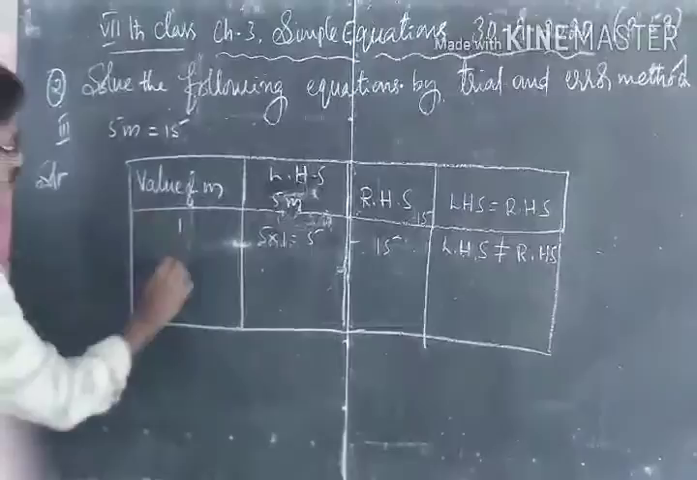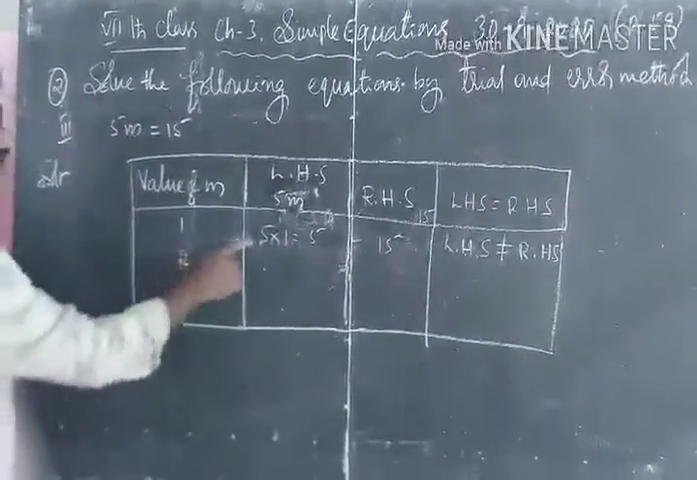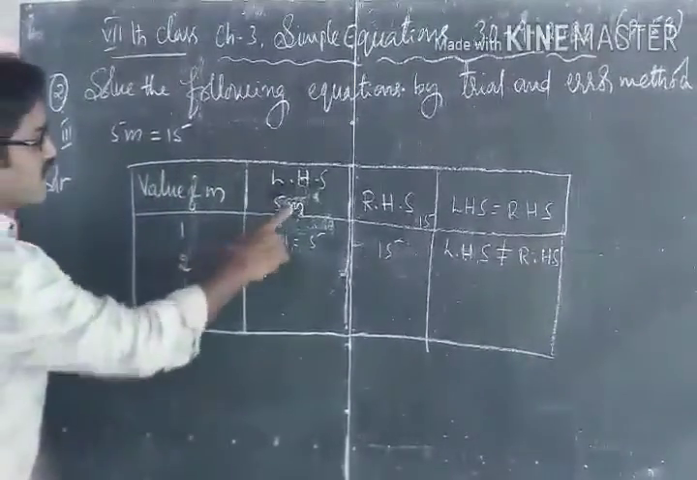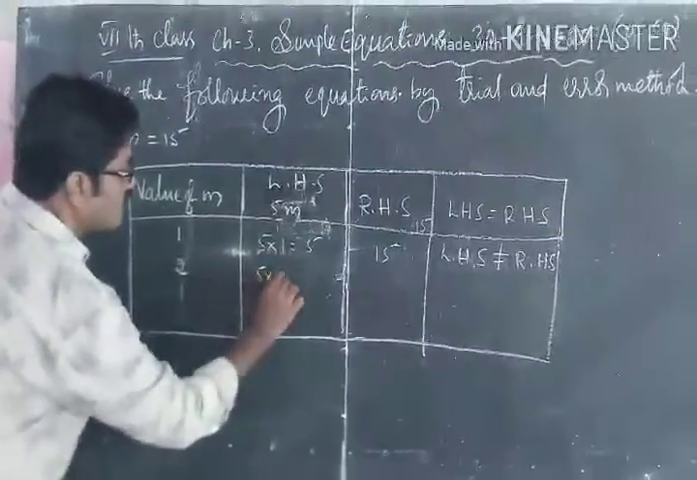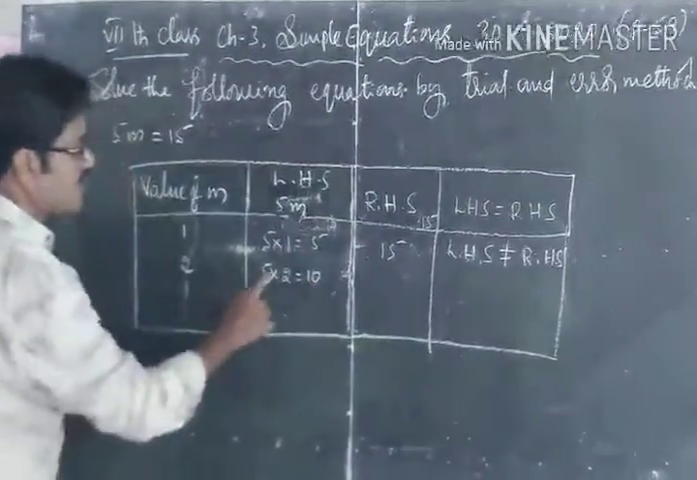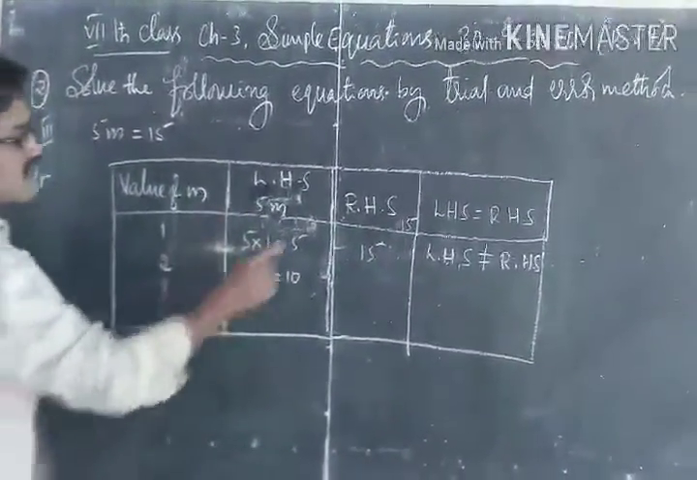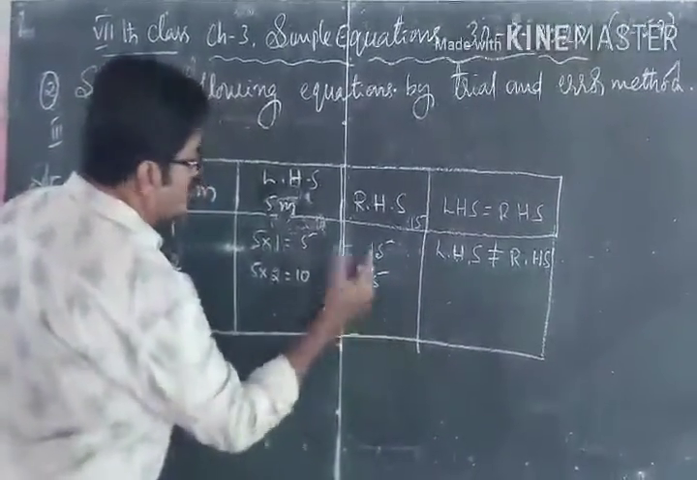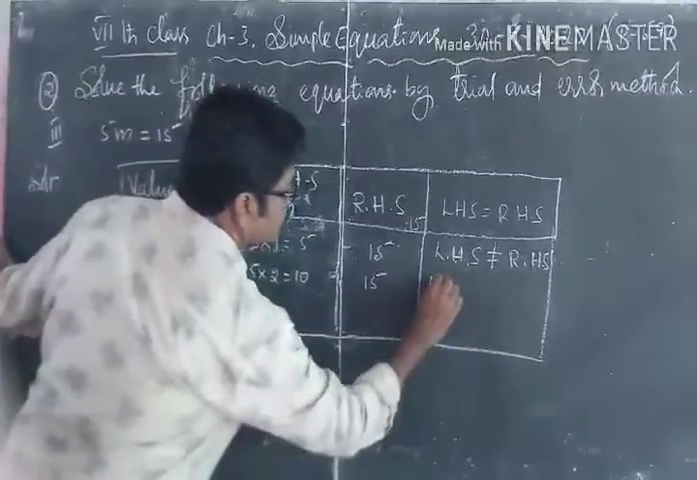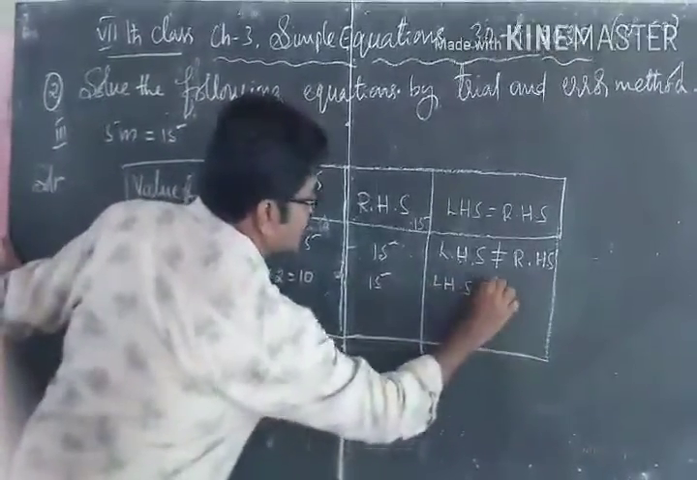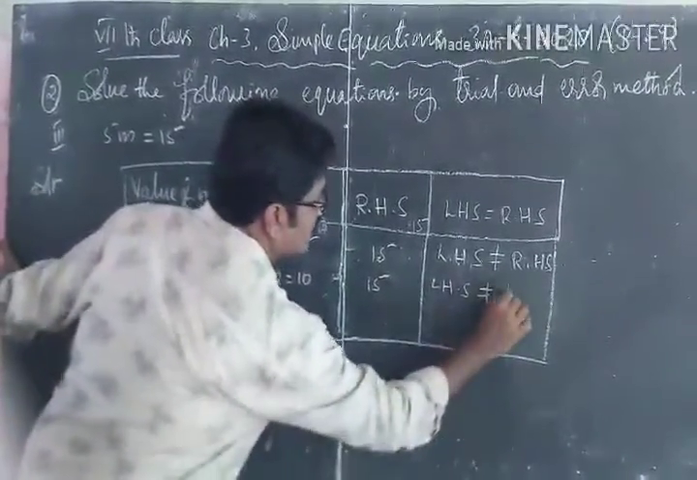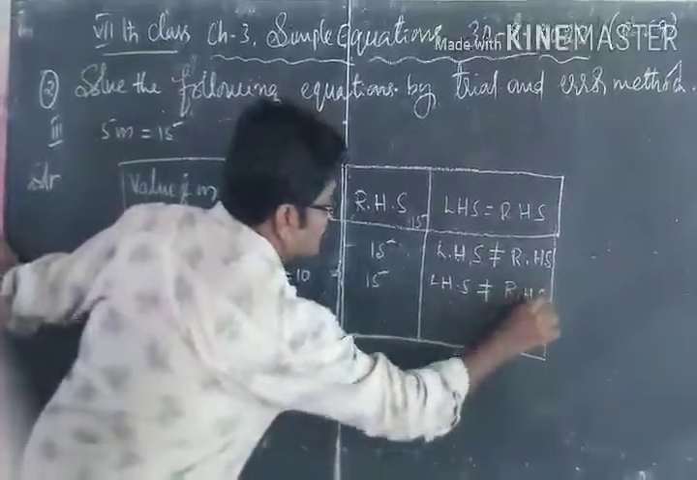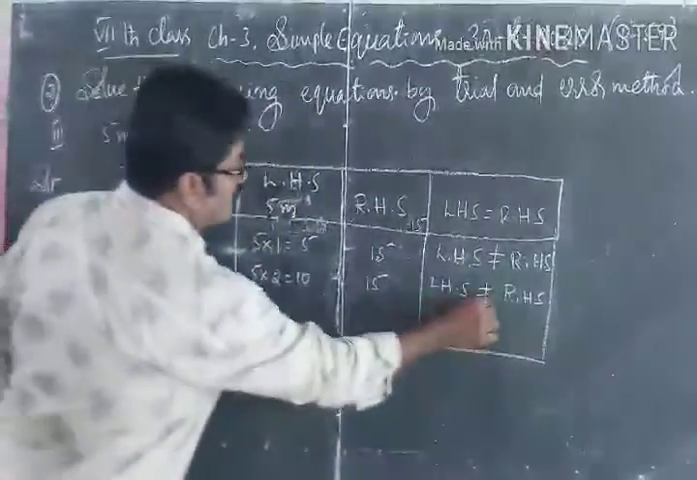Then value of m, 2 you want to take. In place of m, 2. 5 into 2 is equal to how much? 10. RHS, how much is there? 15. Here both are equal? Not equal. LHS is not equal to RHS.